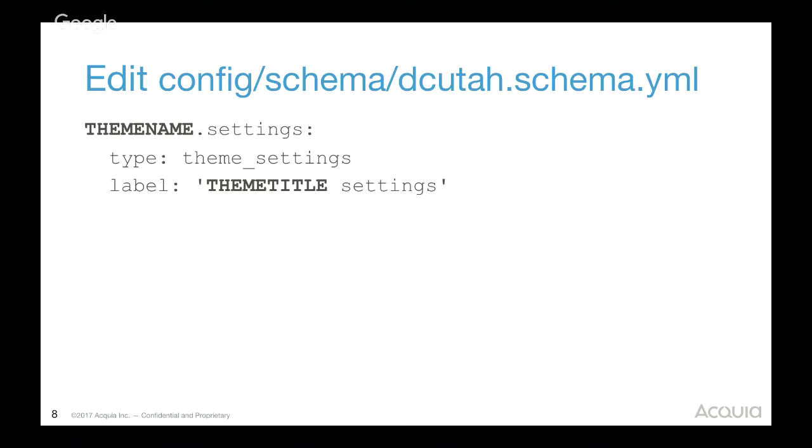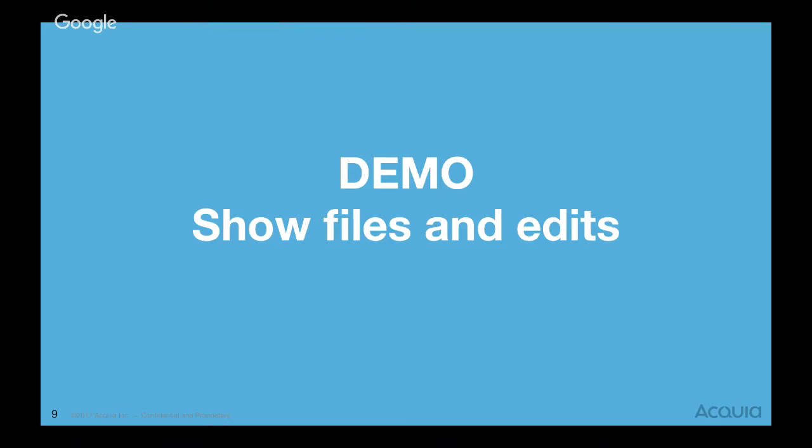There's another file called schema YAML. Again, the two things that are in bold, you need to just edit those. Theme name is going to match DC Utah. Theme title can be whatever piece of text you want. Okay, so let's have a quick look at what those should look like.